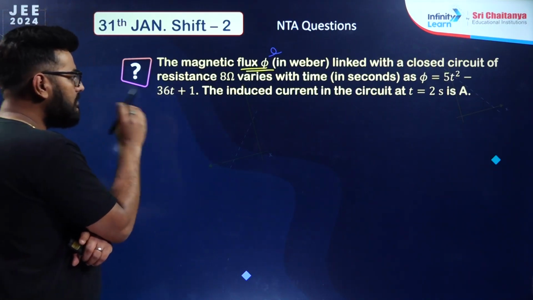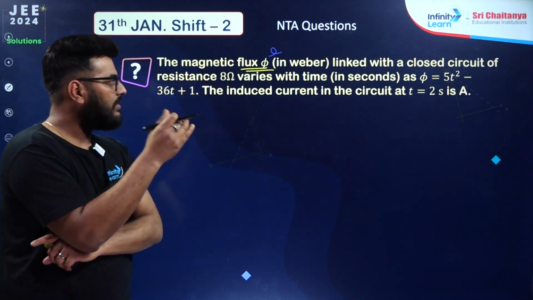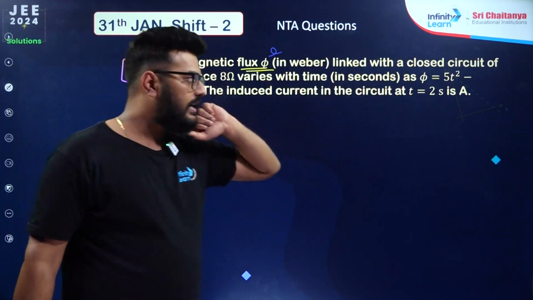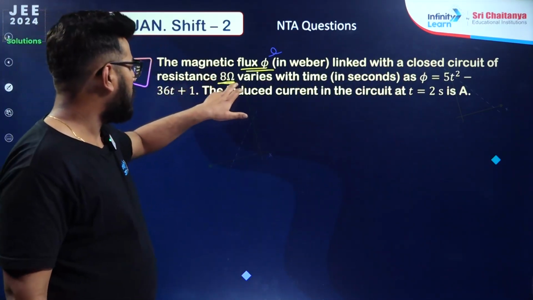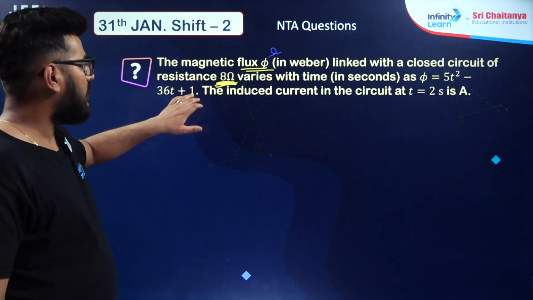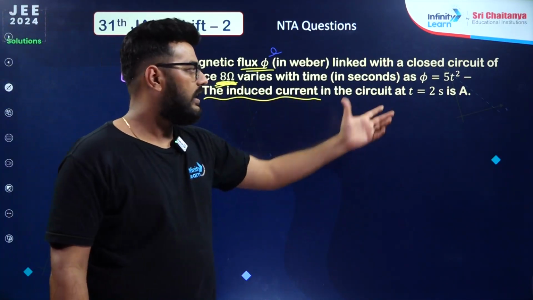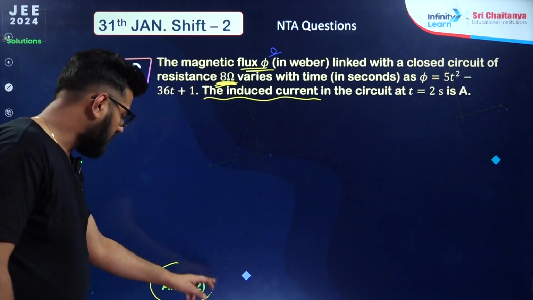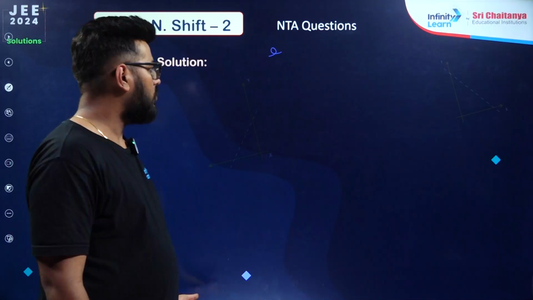So induced current will simply be equal to whatever is the EMF divided by the resistance. EMF can be calculated as d phi by dt, and resistance is given as 8 ohm. So the EMF divided by the resistance will give you the value of the induced current, and you can very easily find out at t equals 2 seconds. Okay, the correct answer will be 2. 2 is the correct answer.